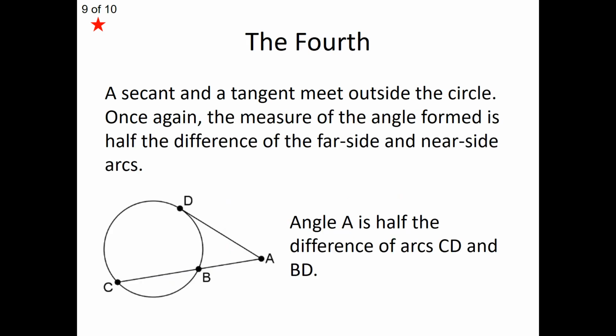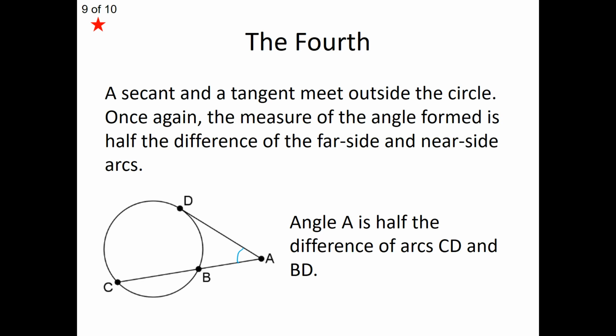The fourth possibility is where we have a secant and a tangent meeting at a point outside of our circle. So in our diagram below, we have our tangent line AD, so D is a point of tangency, and we have our secant line AC, which means it's intersecting our circle at 2 points, point B and point C. What we're going to find here is that relationship formed again with the angle between our two lines, the secant and tangent line. It's going to be this angle A.